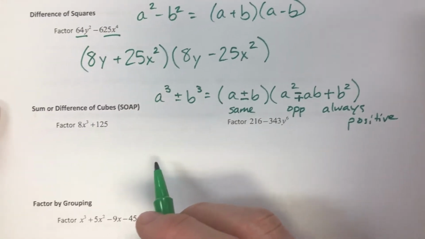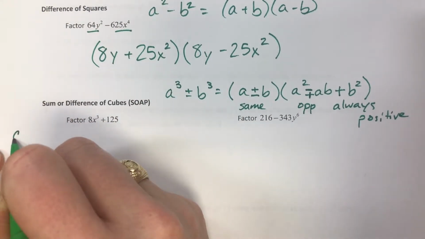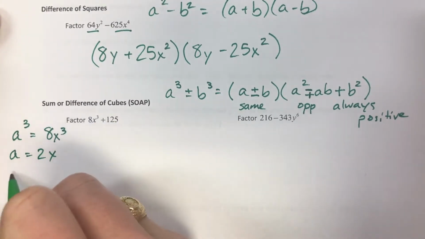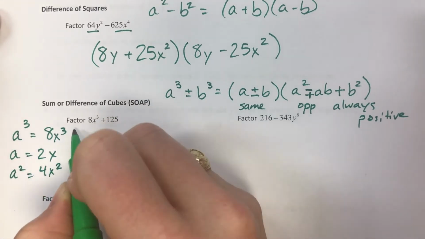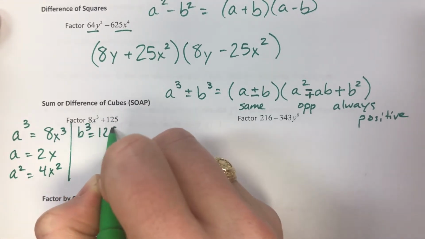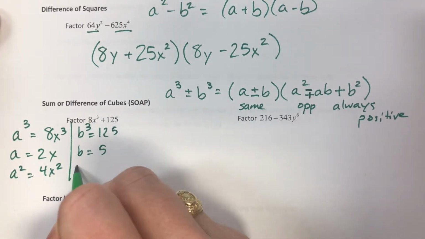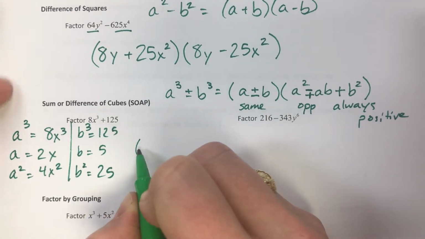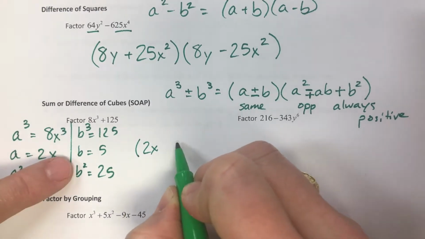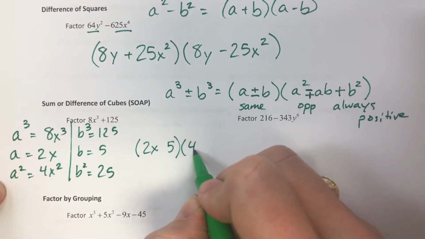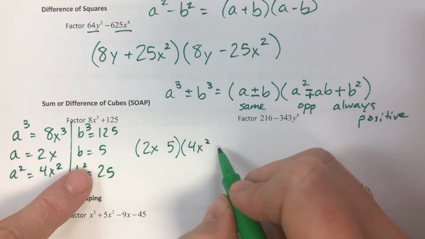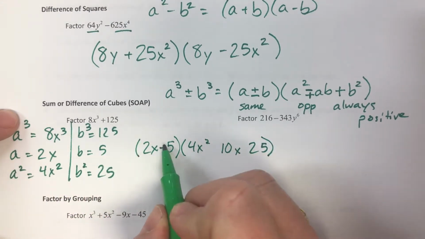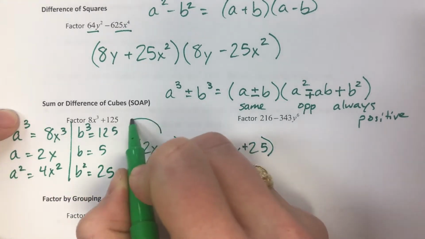Sometimes when I'm teaching this to Algebra 2, I would say, okay, well, a cubed is equal to 8x cubed, which means that a is equal to 2x, which means that a squared is equal to 4x squared, and that b cubed is equal to 125, and therefore b is equal to 5, and b squared is equal to 25. And so now I can use these things right here. I'm going to run out of room, but then it's a plus b, a squared, ab, so I multiply those, so that's 10x, and then b squared, 25. I did run out of room. And then it's the same, opposite, always positive. And so this is how we would factor that.